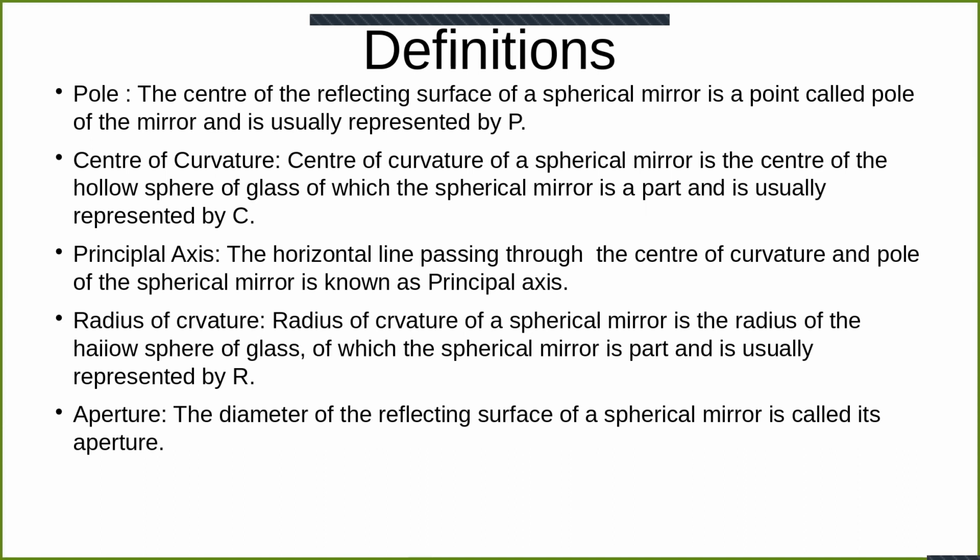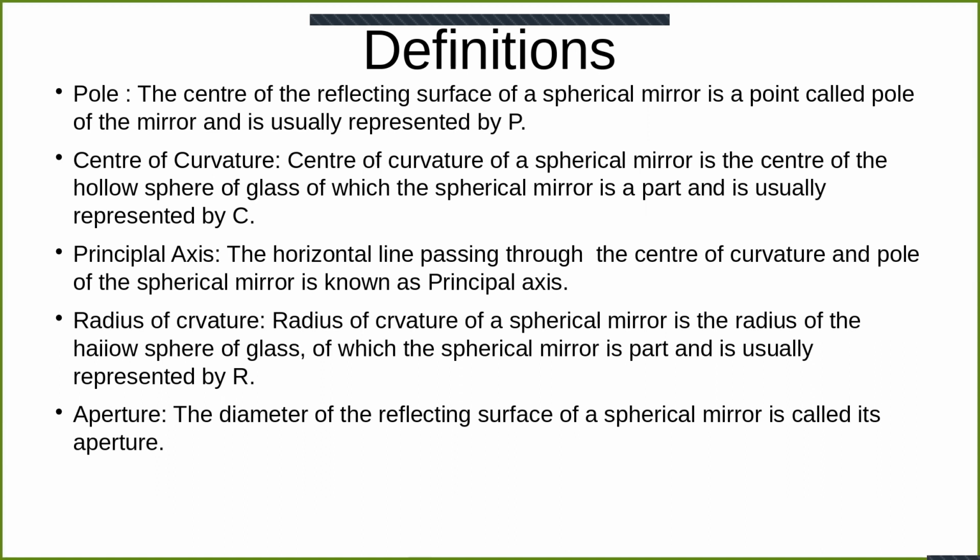Third point, principal axis. The horizontal line passing through the center of curvature and pole of the spherical mirror is known as the principal axis. The imaginary horizontal line which passes through the center of the sphere as well as the pole is called the principal axis.